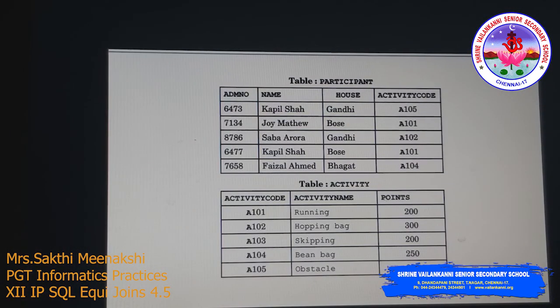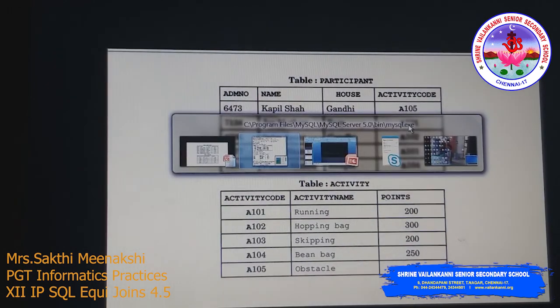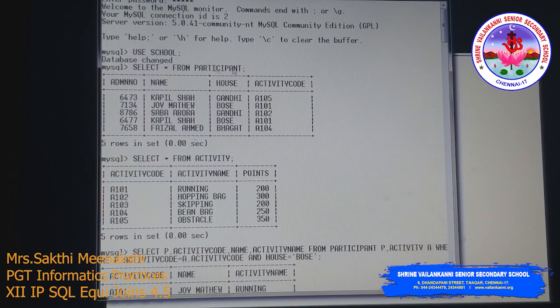So we have two tables here, participant table and activity table. We are going to query these tables. We are going to fetch records from both the tables, right? So here is my participant table that I created, and the activity table.